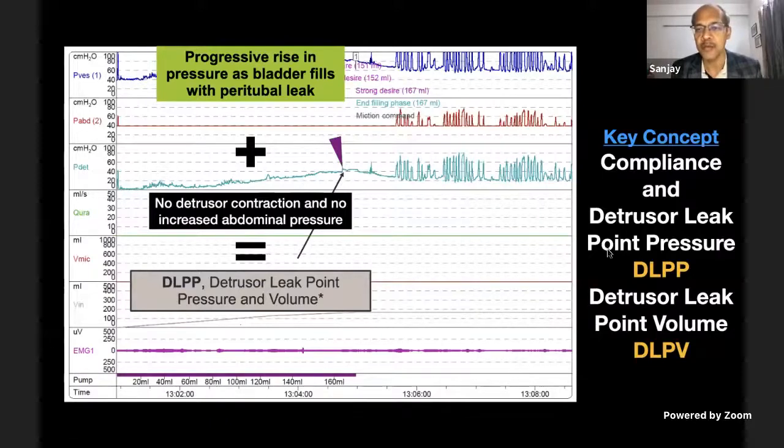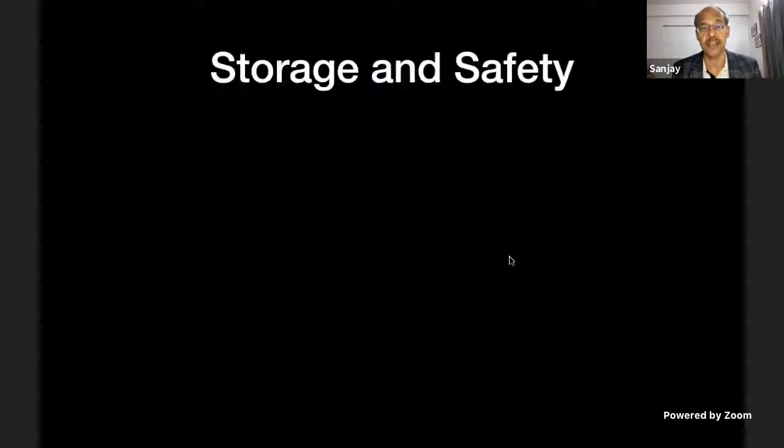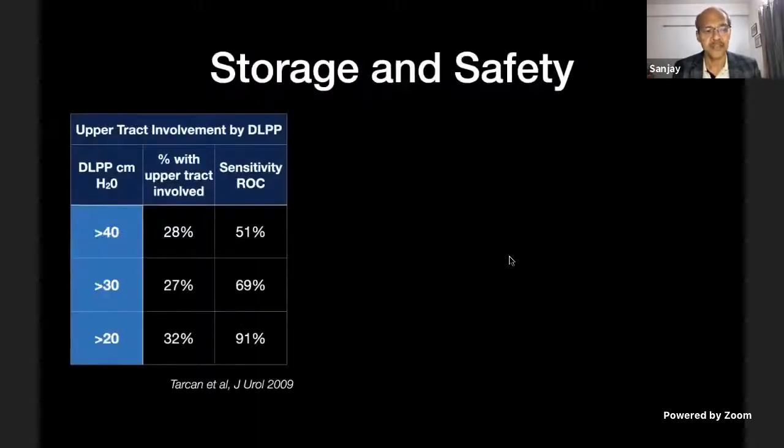So detrusor leak point pressure and detrusor leak point volume combined can give us some idea about safety. Let's look at storage and safety. Now, there were some thoughts that a pressure of 40 centimeters is a cutoff for what's safe. Please banish that thought. We know that pressures much lesser than 40 may not be safe. Any pressure above 20 should not be accepted.